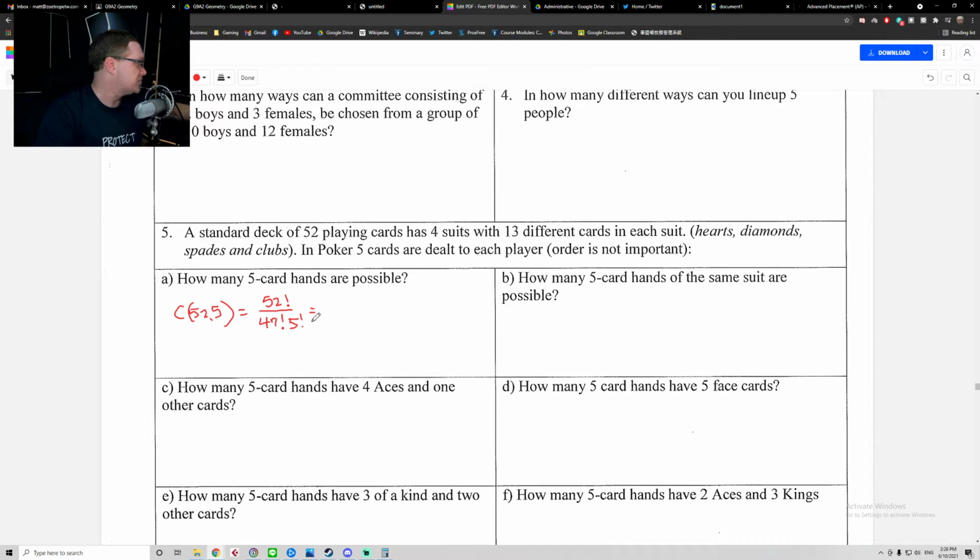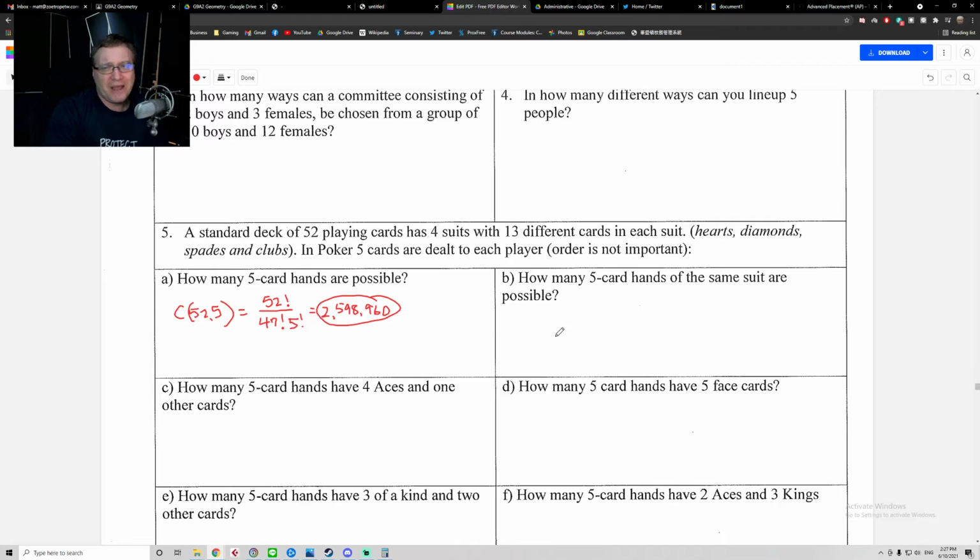If you stick this into a calculator, which I did yesterday for you, the answer you're going to get is... what happened to my problems? I don't want to put it into a calculator right now. It's 2,598,960. So that is the answer. That's pretty easy. You guys should already know how to do this type of combination. But here it's going to get a little bit more complicated.